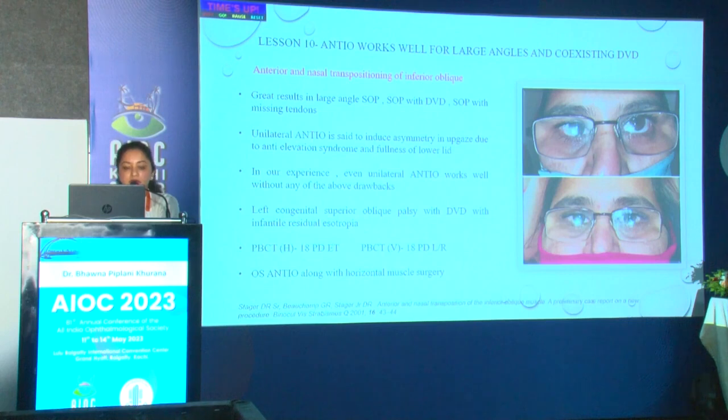Lesson number 10, anterior nasal transpositioning of inferior oblique works well for large angles and coexisting DVD. We have seen great results in large angle SOPs, SOP with DVD, SOP with missing tendons. Unilateral ANTIO is said to induce asymmetry in up gaze due to anti-elevation syndrome and fullness of the lower lid. But in our experience, even unilateral ANTIO worked well without any of the above drawbacks.